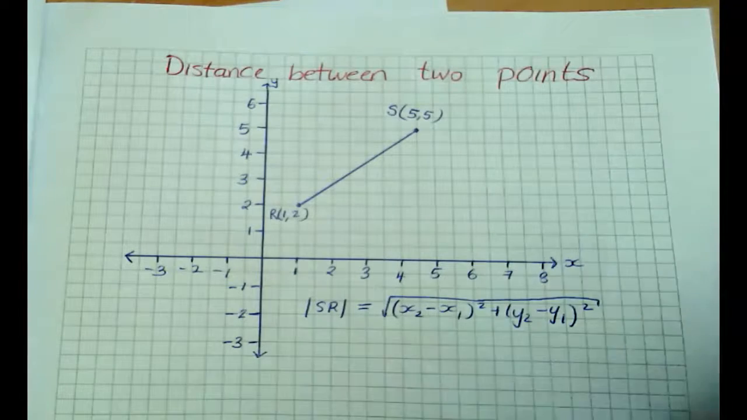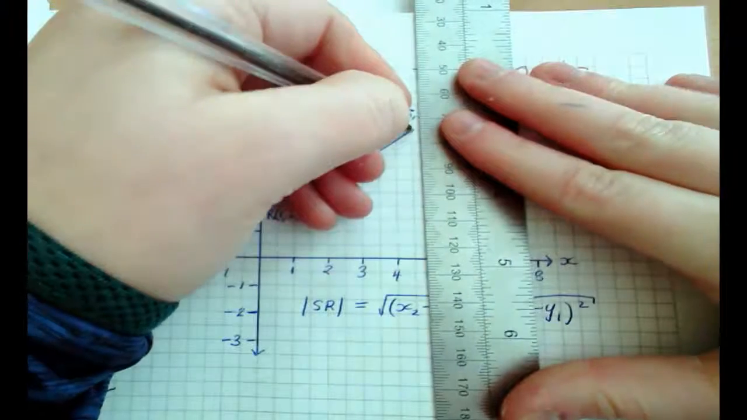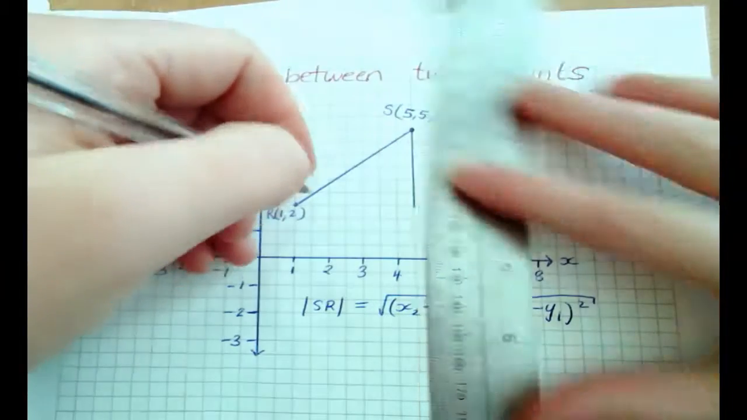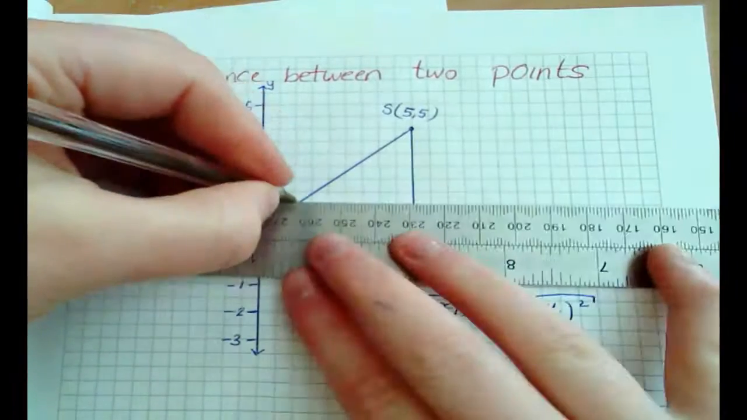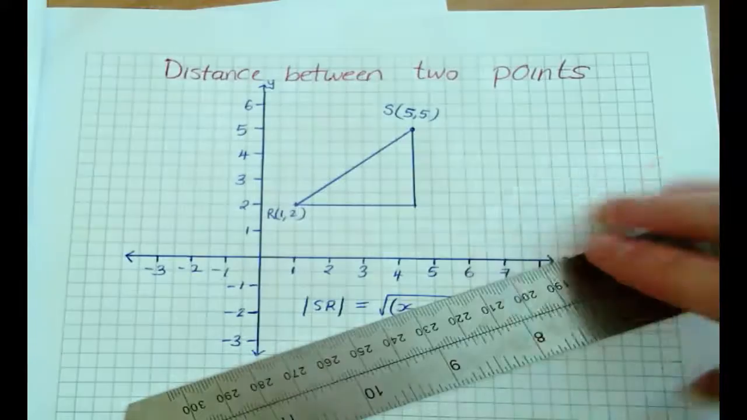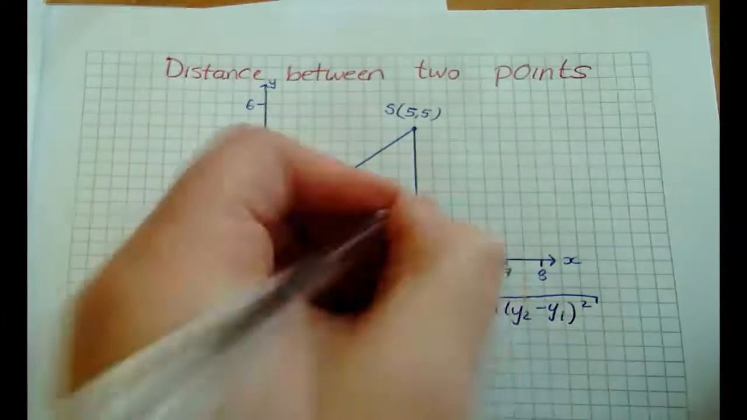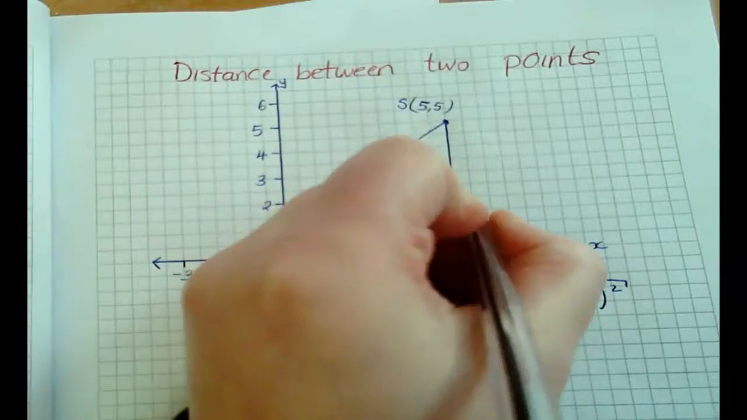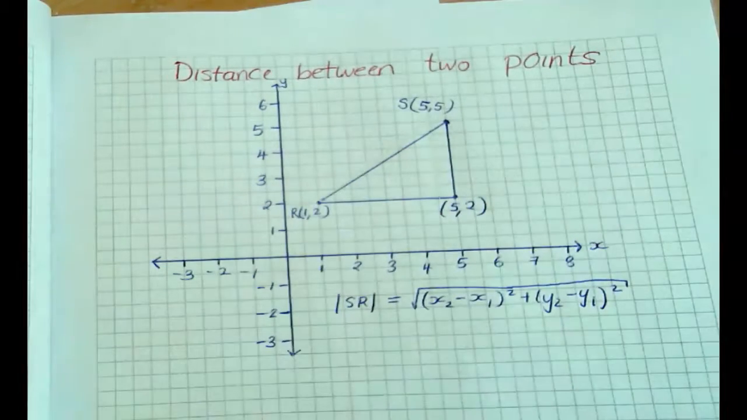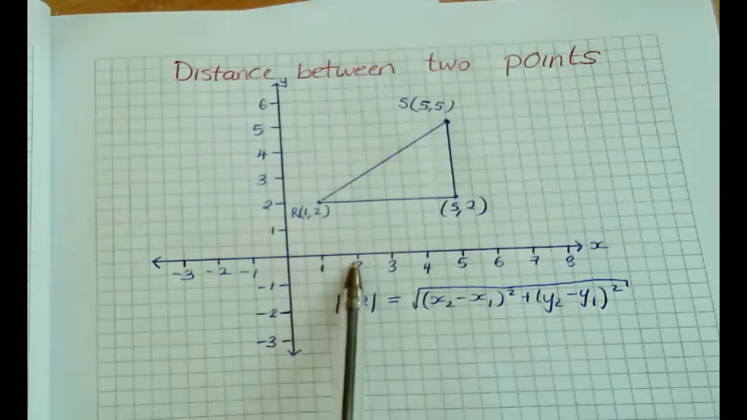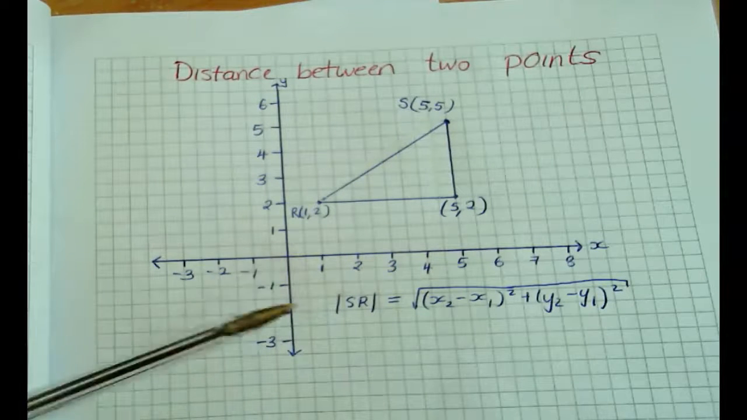If we're wondering where that originates from, we're asked to find the distance between 2 points. But if I do this, I now have a right angle triangle. This point here is 5, 2. If I have a look at my scale, I have 2 boxes out to 1, another 2 boxes to 2, another 2 boxes to 3.